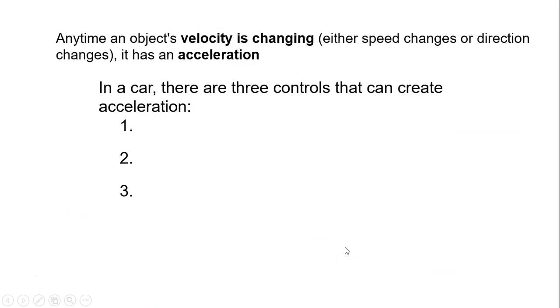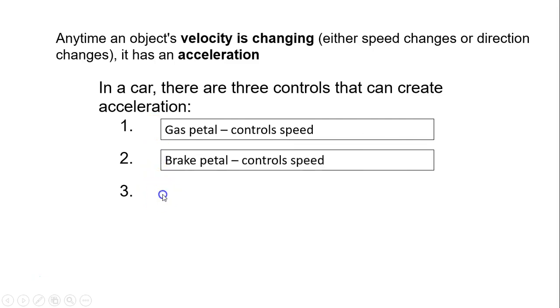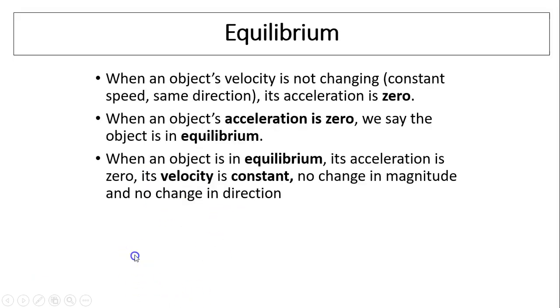Anytime an object's velocity is changing, that means its speed changes or its direction changes, it has acceleration. In a car, there are three controls that can create acceleration. Number one is to speed up: you use the gas pedal. To slow down, you use the brake pedal. To change direction, you use the steering wheel.